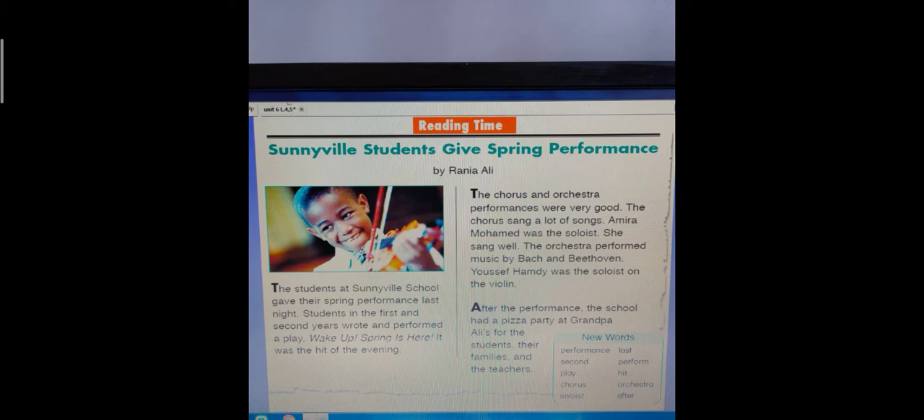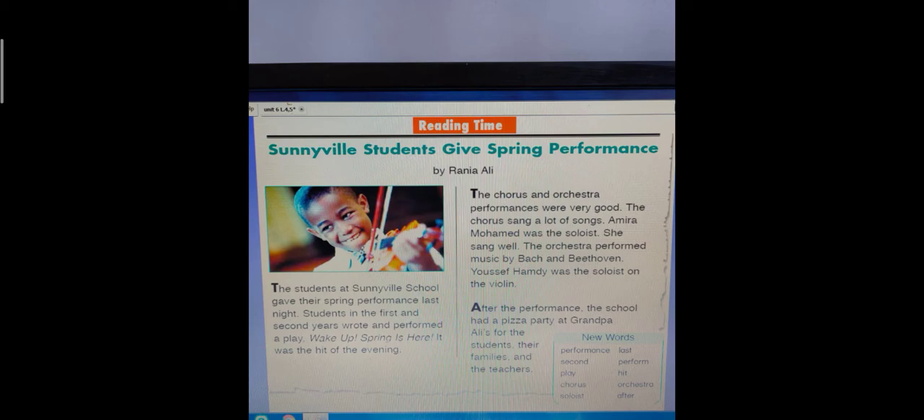Reading time. Sunnyvale students gave spring performance, by Rania Ali. Okay, let's start. The students at Sunnyvale School gave their best spring performance last night. Students in the first and second years wrote and performed a play, Wake Up, Spring is Here. It was the hit of the evening, and this is a very important expression. It was the most exciting thing this evening.